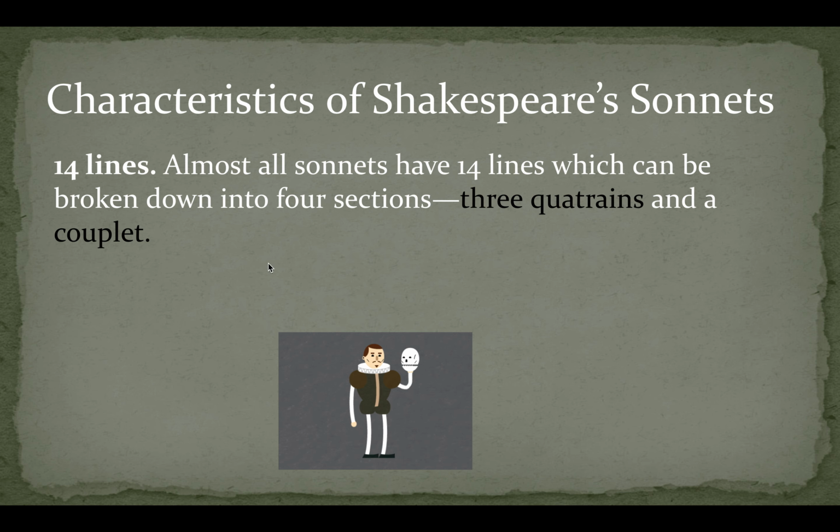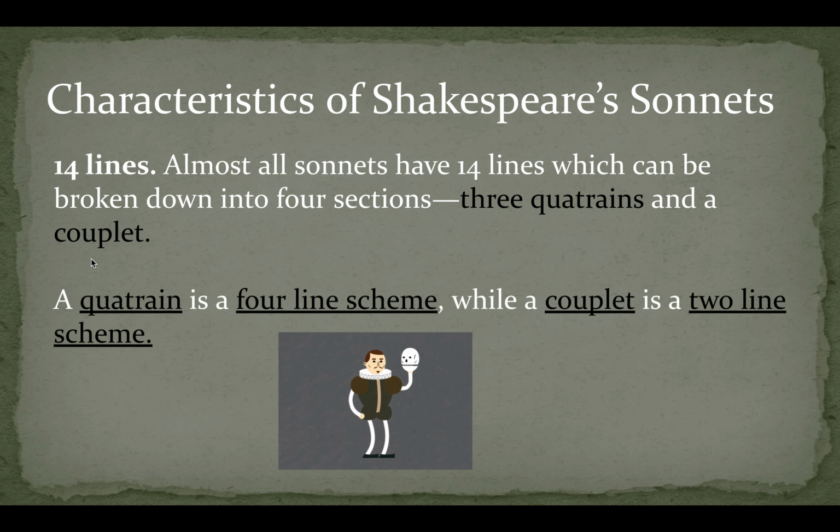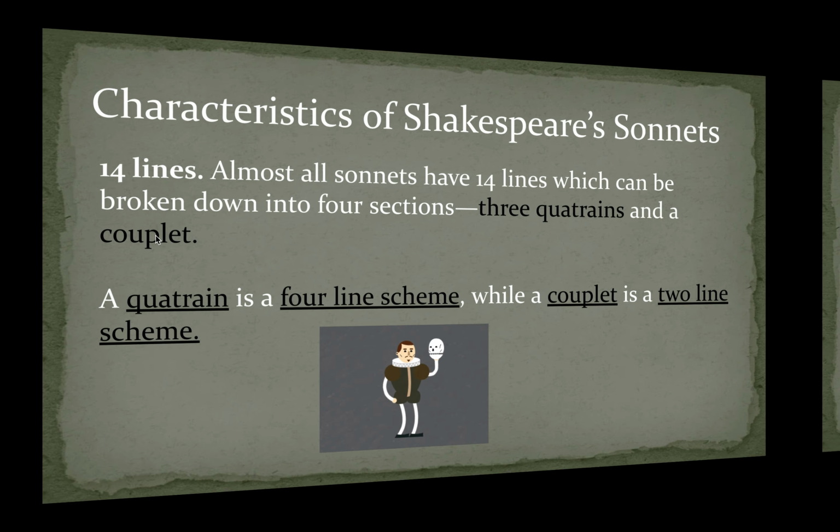Now, his sonnets consist of 14 lines. They can be broken down into 4 sections: 3 quatrains and a couplet. Now, you might recall, of course, that a quatrain is a 4-line scheme or stanza in poetry, while a couplet is a 2-line scheme. Quatrain, 4; couplet, 2. So we've got 14 lines, and we can break those down into 4 sections, 3 quatrains and a couplet. So let's take a look and see what that looks like.